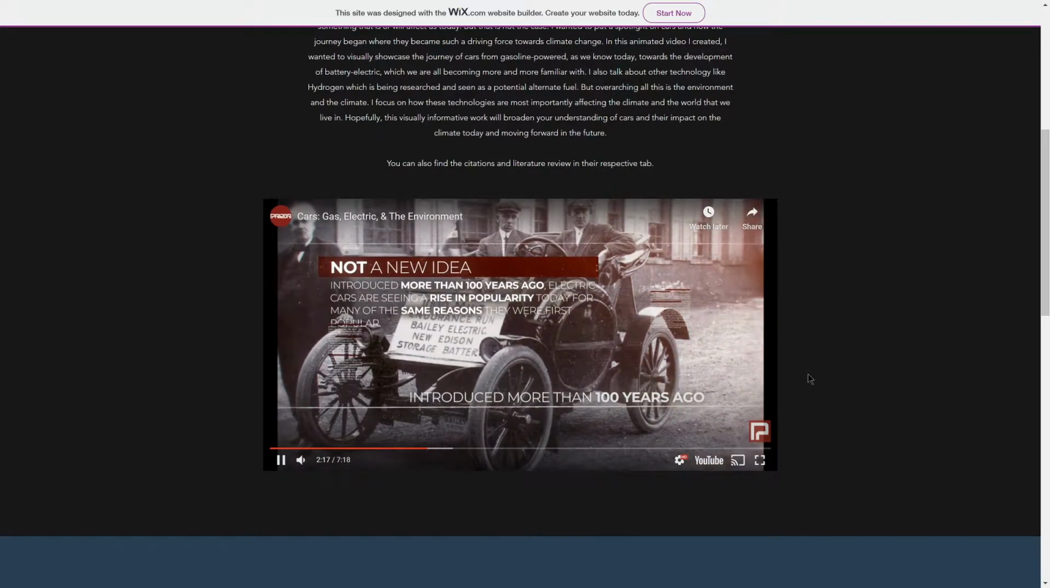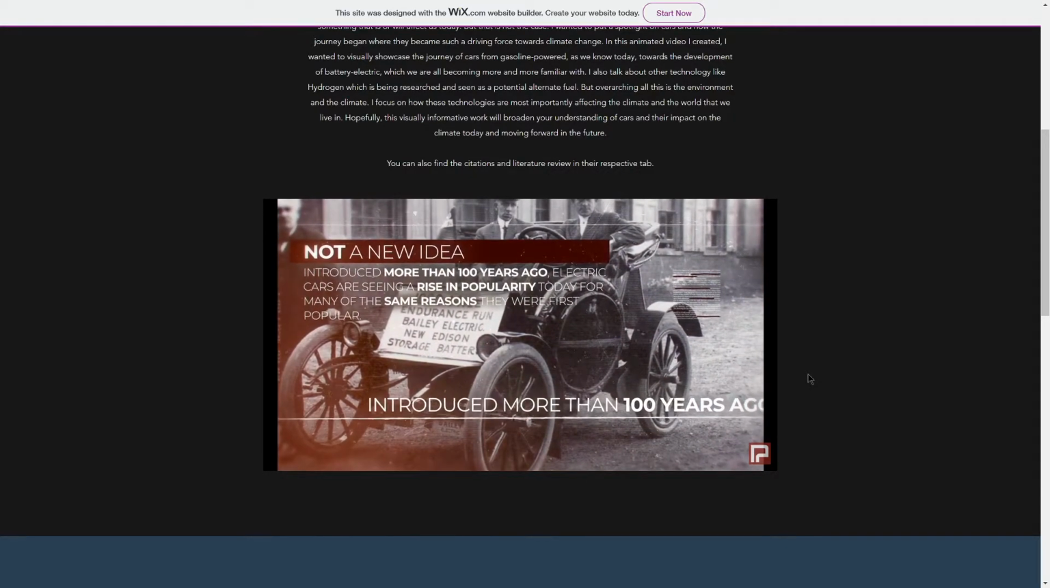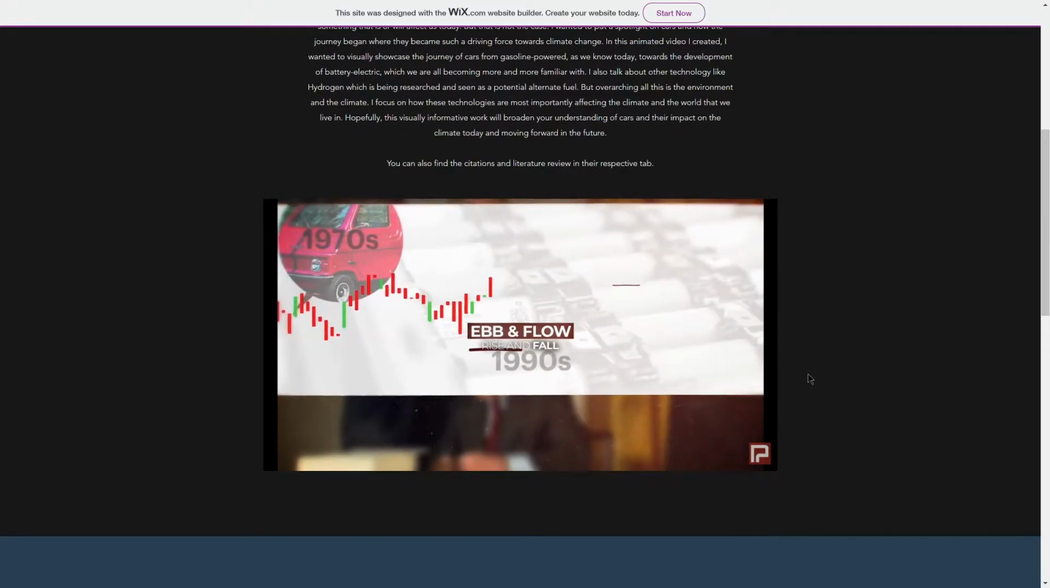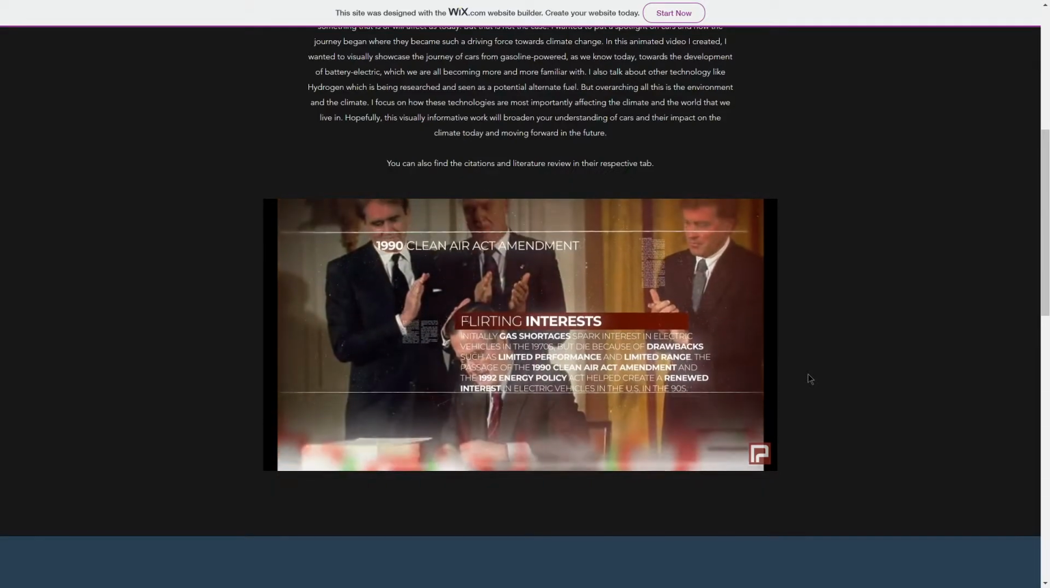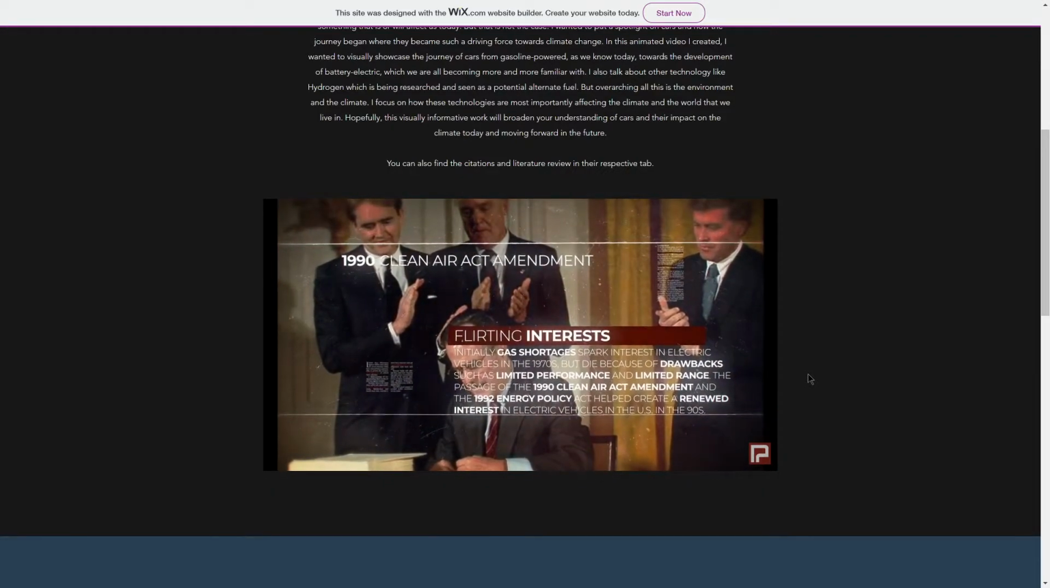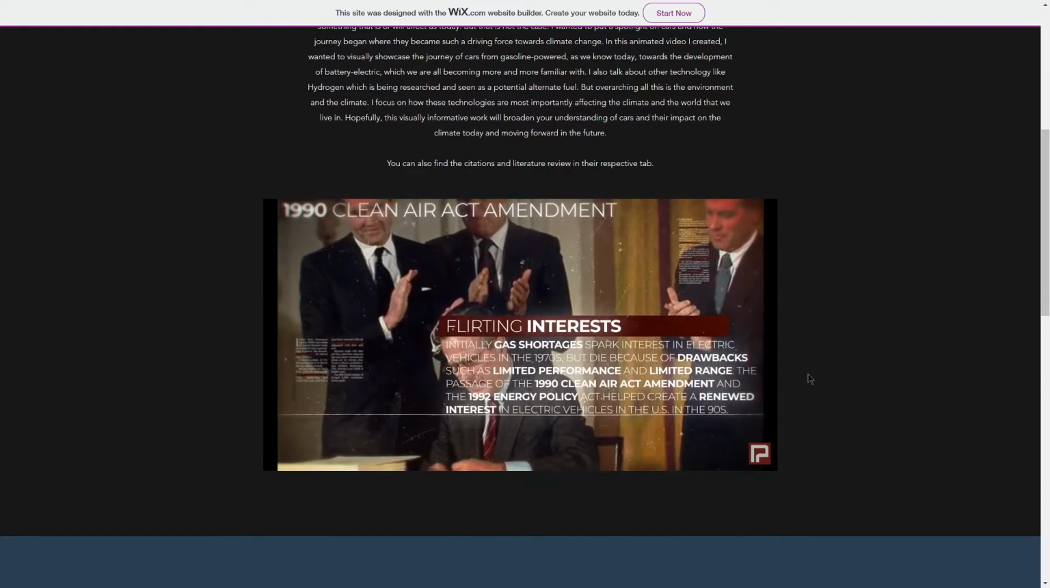This is when I get into talking about electric cars and where they came about. Electric cars came about around the same time as gas cars, but gas cars have been more popular because they're just easy to use. They have always been easier to use compared to electric cars.